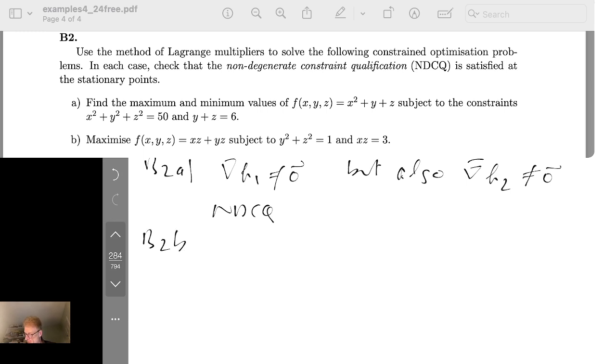Okay, B2B, we need to maximize f(x,y,z) with respect to the cylinder y squared plus z squared is 1 and xz is 3, which is some skew thing.